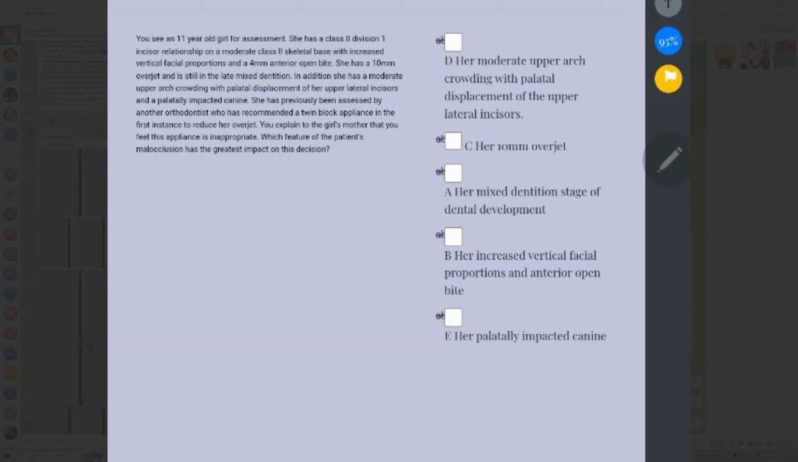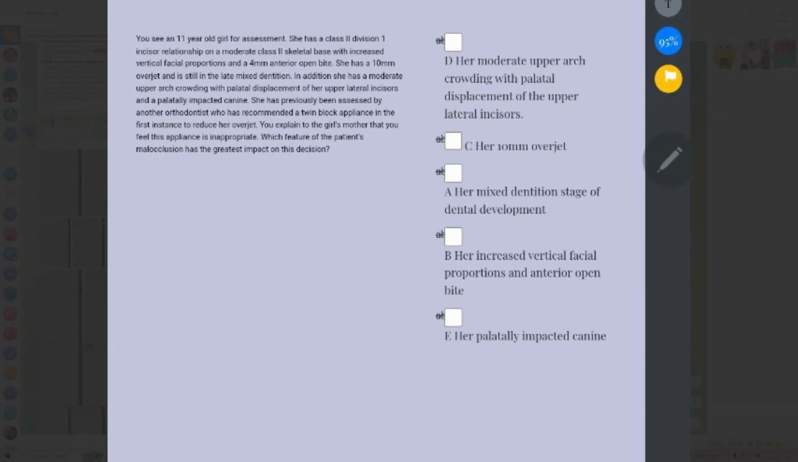You explain to the girl's mother that you feel the appliance is inappropriate. Which features of the patient's malocclusion have the greatest impact on the treatment? So we can deal with the impacted canine along with it, the palatal, but the lateral open bite, I think the increased vertical proportion, sometimes they say that may affect. Her moderate upper arch crowding, no. Her 10 millimeter overjet, even for that, we are going to give a twin block.